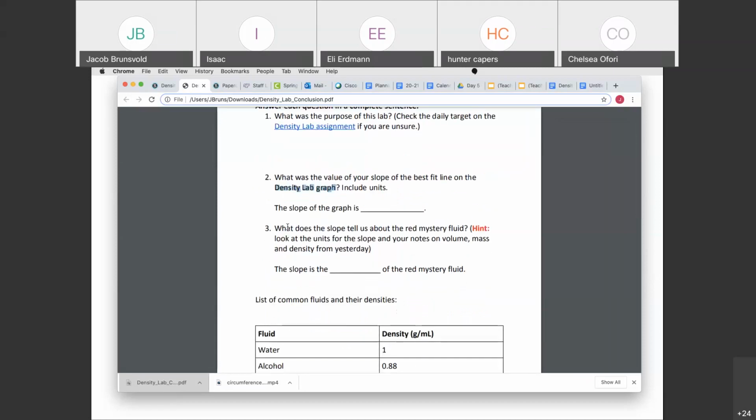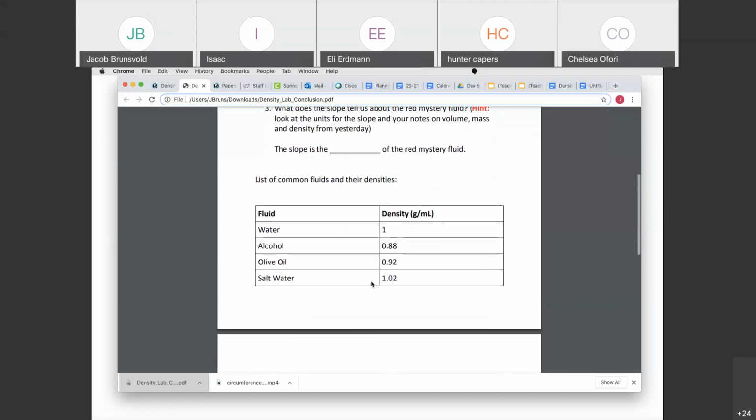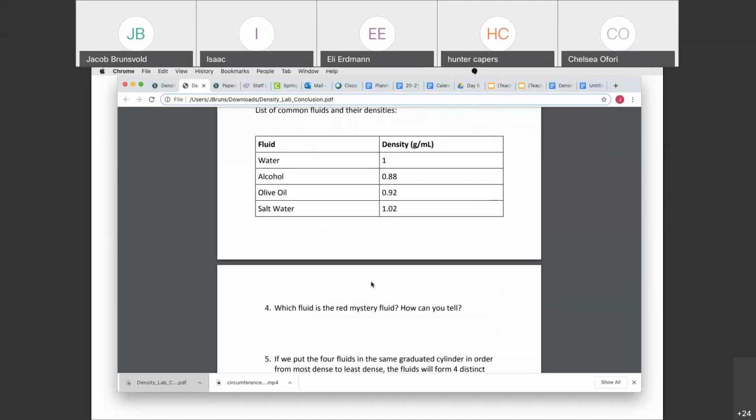So what does the slope tell us about the mystery red fluid? And then there's a little hint attached there. Look at your units for slope and look at your notes on volume, mass, and density from yesterday. The units should tell you what the slope means about the red mystery fluid. You're going to try to identify which fluid the red mystery fluid is. I've got 4 common fluids here and their densities. And then you're going to tell me how you can tell which fluid is the red mystery fluid.